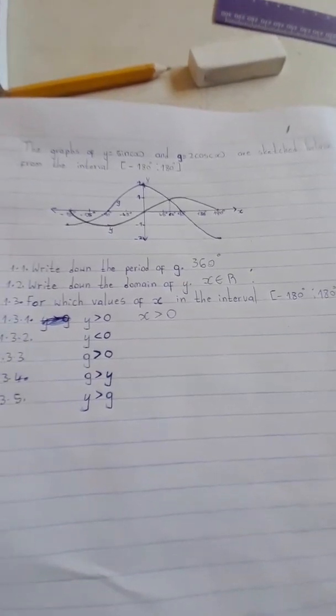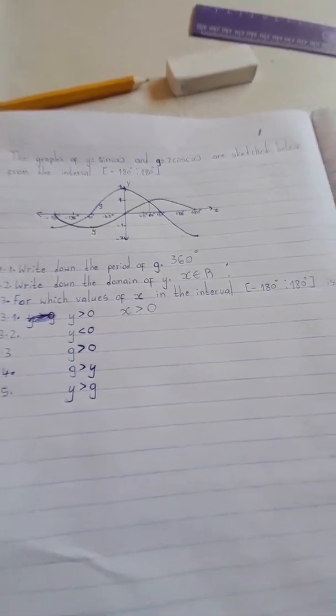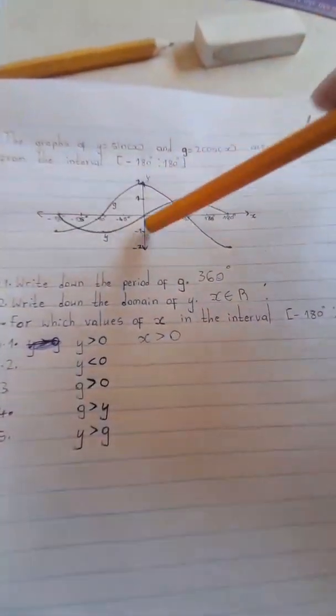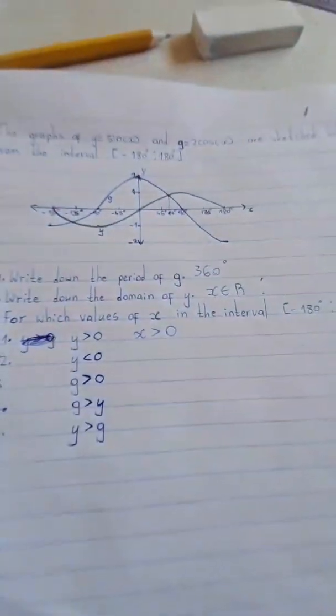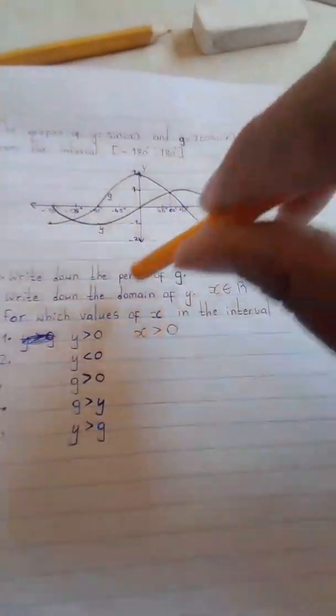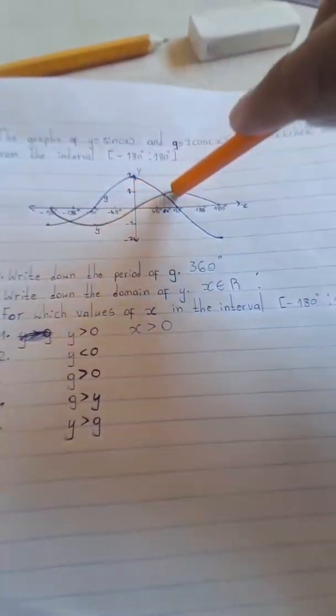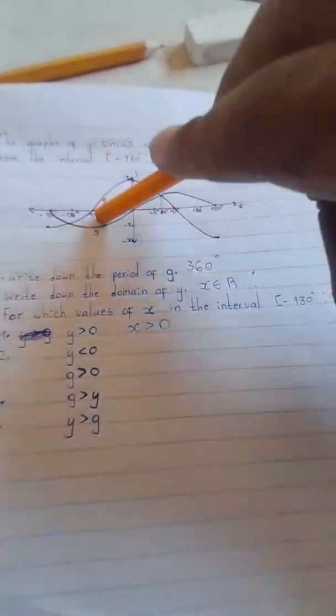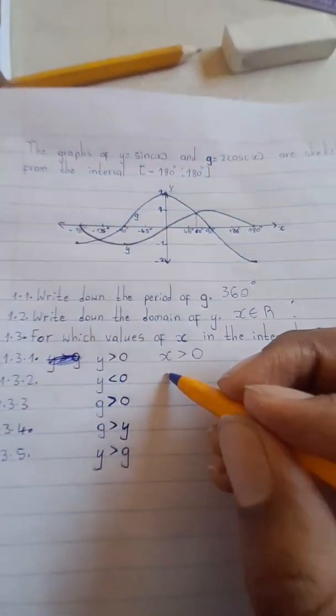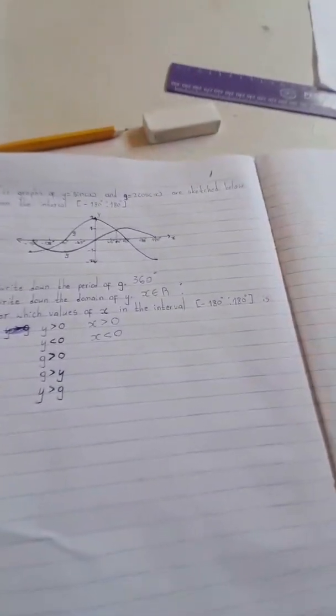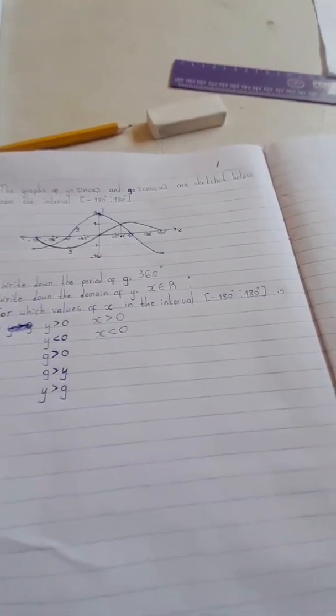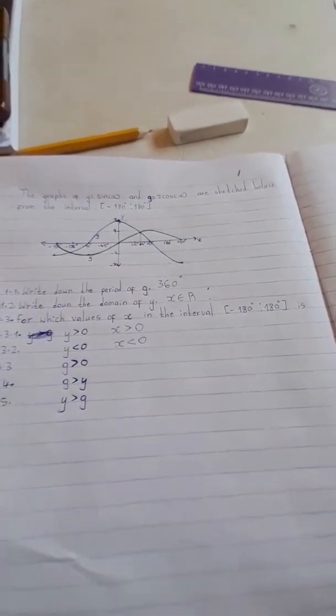And for which values of x is y less than 0? Y is less than 0 from this point up to this point. So we're going to say y is less than 0 when the x values are less than 0. So when x values are less than 0, we will get negative y values for y there.